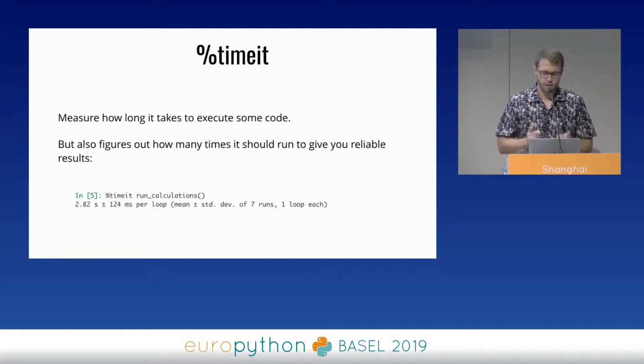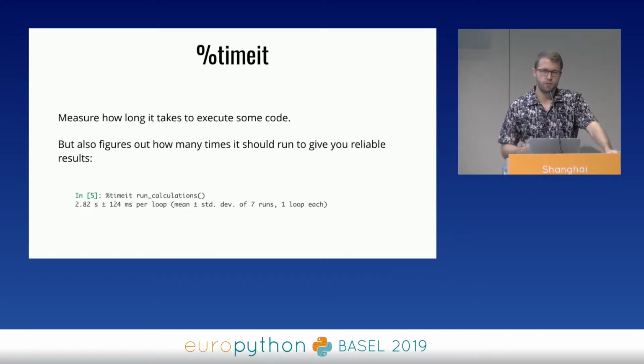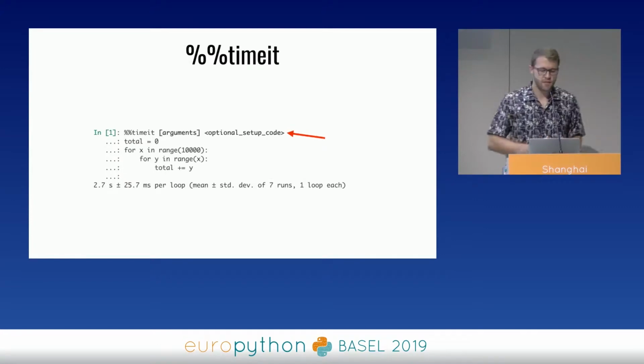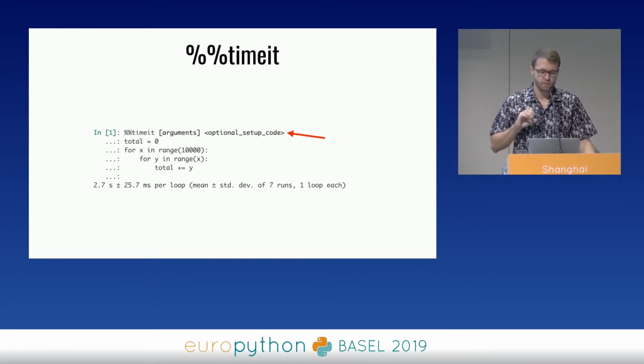So there is a much more interesting function called timeit. By default, it will automatically determine how many times your code should run to give you reliable results. For a very fast function, it might run a few thousand times, and for a slow one, it might just run a few times. There's also a cell magic version of the timeit function. It's more convenient if you want to profile code that has multiple lines. One nice thing about the cell magic version is that after the arguments, you can pass some setup code that will be executed, but it won't be the part of the measurement.